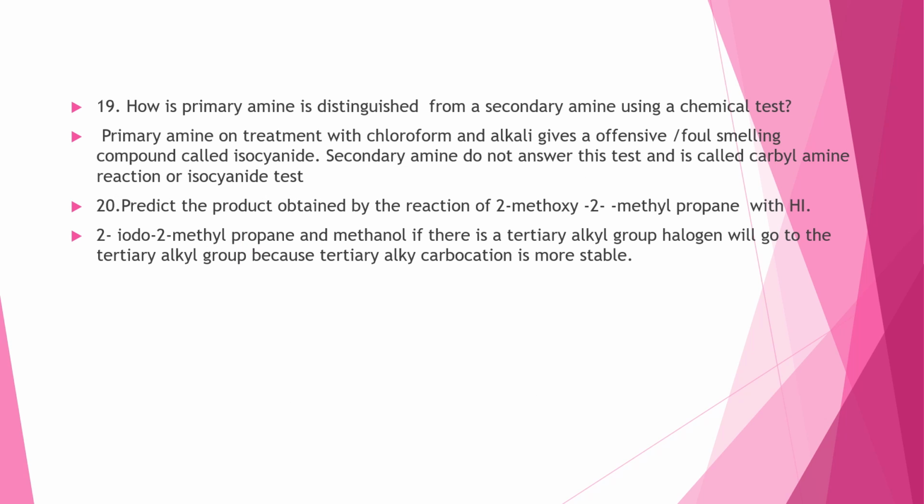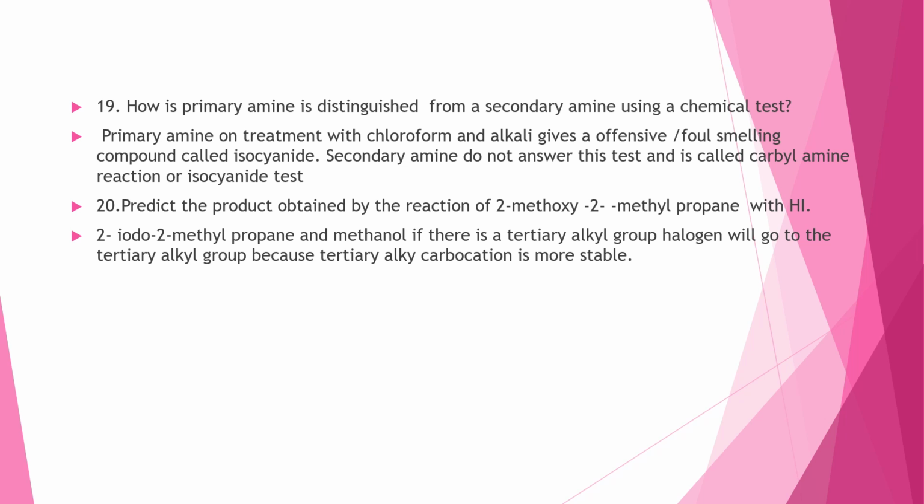Question number 19. How is primary amine distinguished from secondary amine using a chemical test? For identifying the primary amine, the best test is the carbylamine test. That is, primary amine on treatment with chloroform and alkali will give a foul-smelling, highly poisonous isocyanide. But the secondary amine does not react with this reagent.